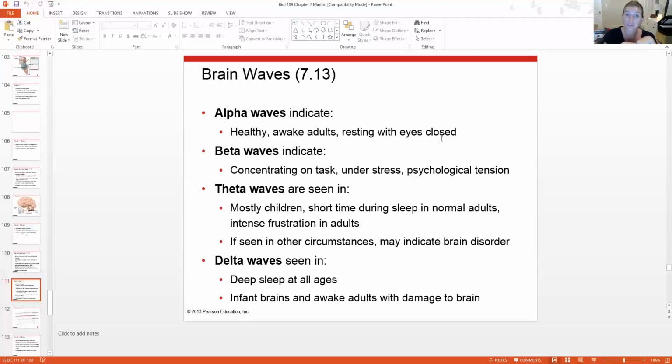Then you have theta waves. Theta waves are seen in children. They're also seen a little bit in sleeping adults, maybe adults that are so frustrated they can't even verbalize what they want. In some cases, they could also show a brain disorder. Children, and if you think about sleeping adults or adults that are frustrated or children, have a limited vocabulary during those times, right? Children don't have a huge range of vocabulary. They might not know what something is, right?